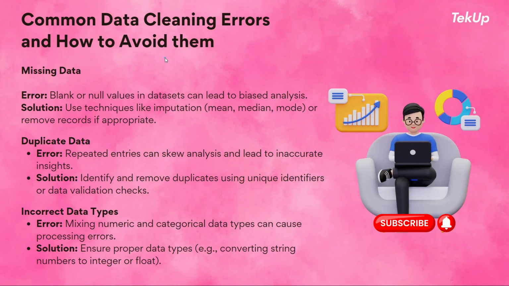Common data cleaning errors and how to avoid them. Missing data error: blank or null values in datasets can lead to biased analysis. How do we handle this issue? We can use techniques like imputation, imputing the missing values with the mean, median, or mode, or remove the records if appropriate. Duplicated data error: repeated entries can skew analysis and lead to inaccurate insights. Solution: identify and remove duplicates using unique identifiers or data validation checks.